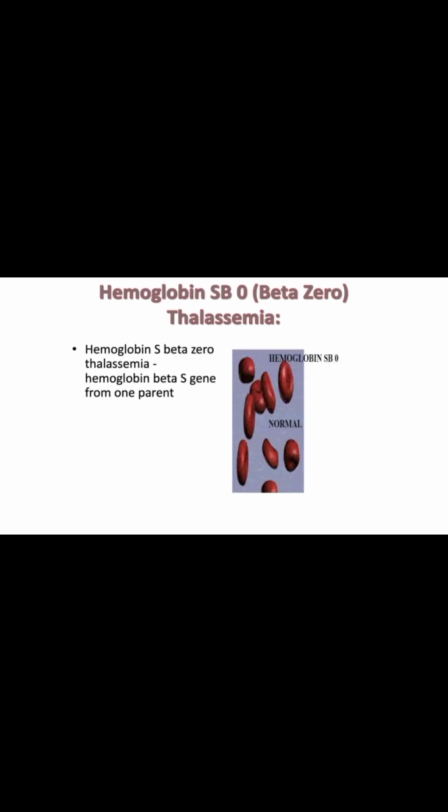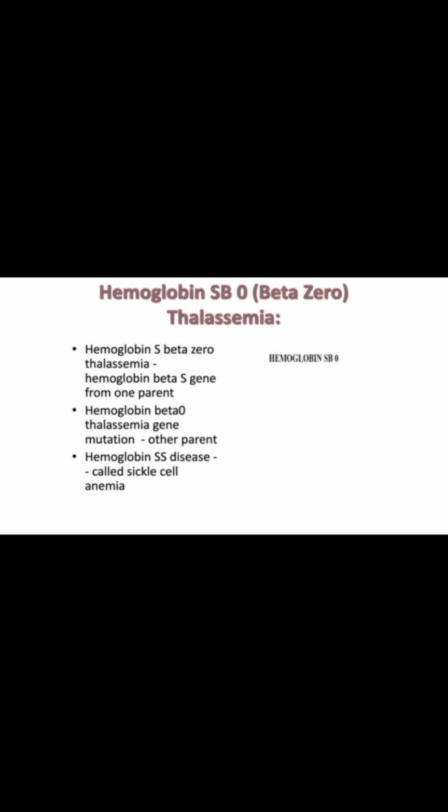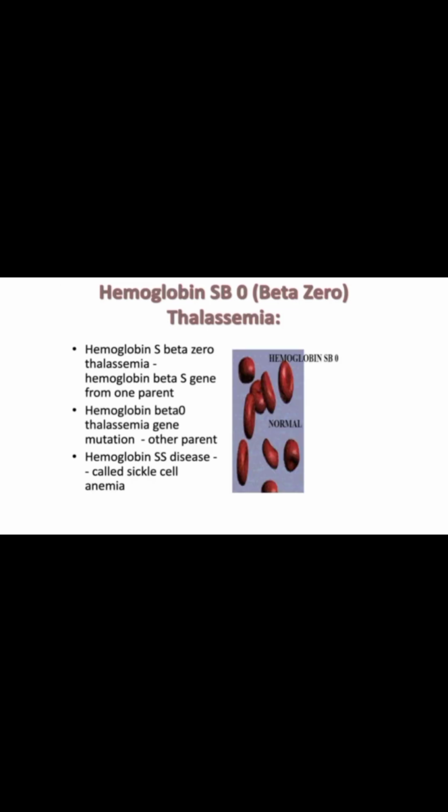Hemoglobin S beta 0 thalassemia. Hemoglobin S beta 0 thalassemia occurs when the hemoglobin beta S gene from one parent and a hemoglobin beta 0 thalassemia gene mutation from the other parent are inherited. It has similar symptoms to hemoglobin SS disease and is also called sickle cell anemia because the body only produces hemoglobin S.